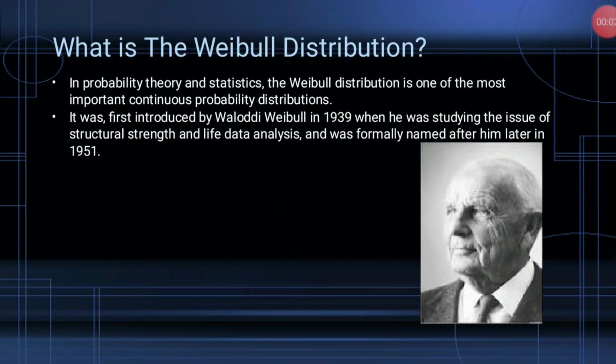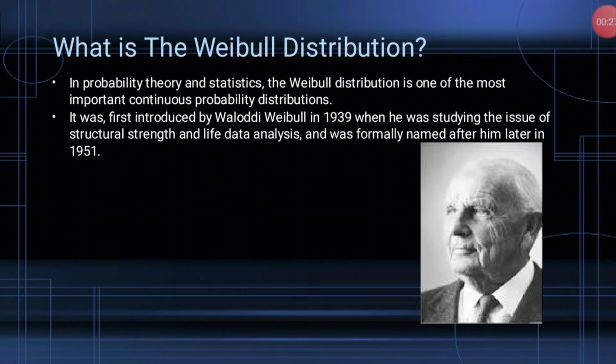example. First, let's have a little background for Weibull distribution. So what is the Weibull distribution? In probability theory and statistics, the Weibull distribution is one of the most important continuous probability distributions, meaning that Weibull distribution has a range of values that are infinite and therefore uncountable.